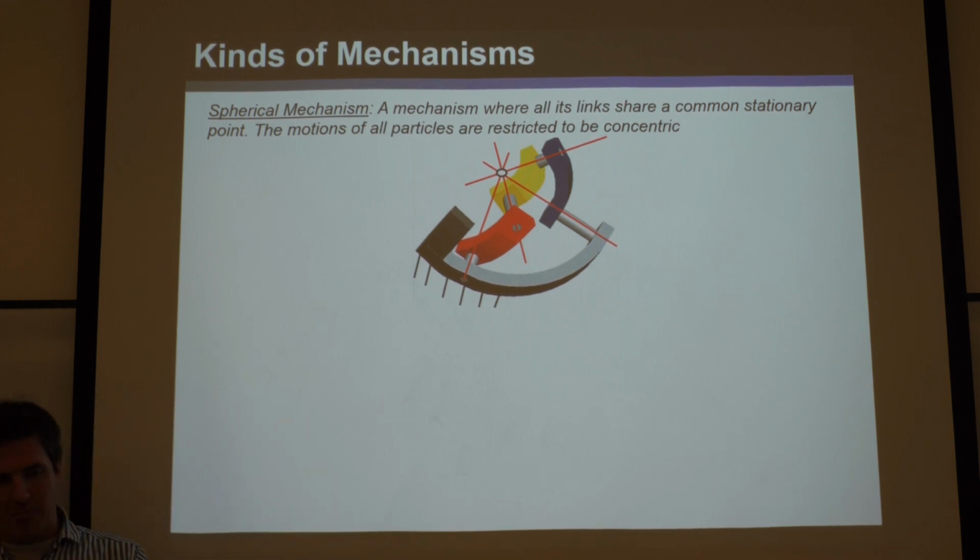So if that point was a point on the yellow one, the blue one, or the red one, that point wouldn't move no matter how much the mechanism moves. So the definition I wrote here is a mechanism where all of its links share a common stationary point. And that is the point where all its rotational axes intersect. Okay? If it satisfies that condition, it is a spherical mechanism. And consequently, the motions of all particles or all dots on all of those links will be restricted to be concentric kind of circles, spheres actually, which is why it's called a spherical mechanism.